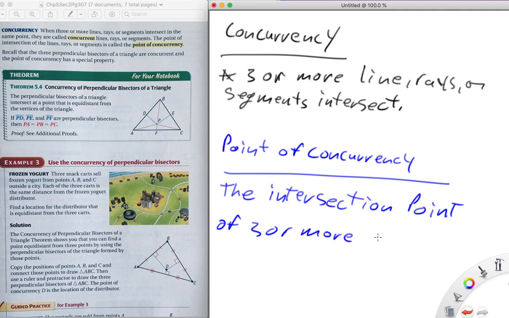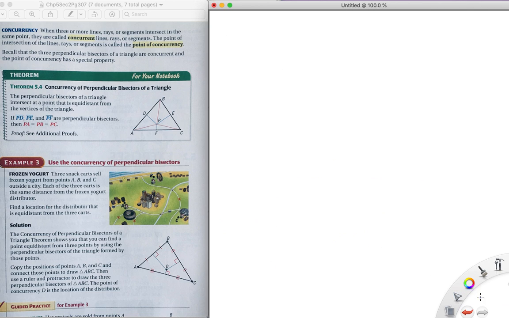So the intersection point of 3 or more lines, rays, or segments. Okay. All right. So when we talk about points of concurrency within a triangle, or point of concurrency of perpendicular bisectors of a triangle, we have a unique rule. And the unique rule is this.